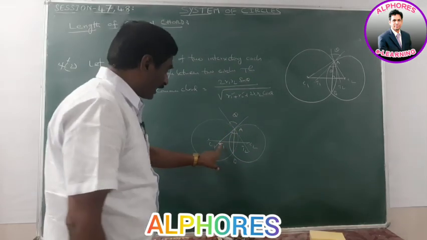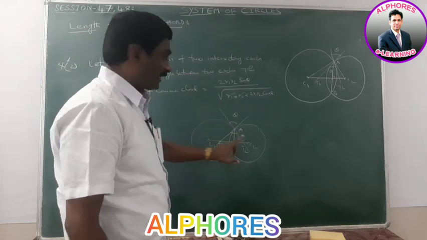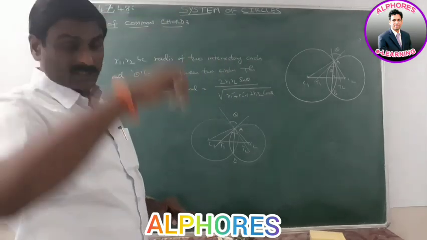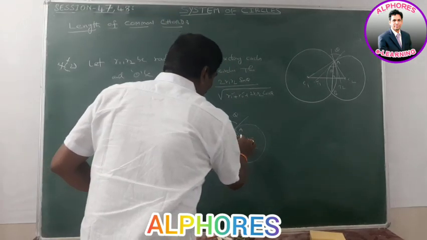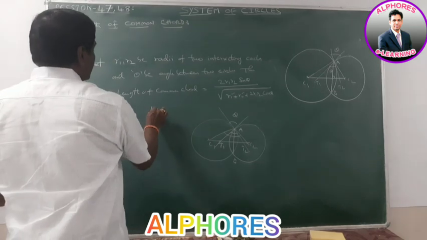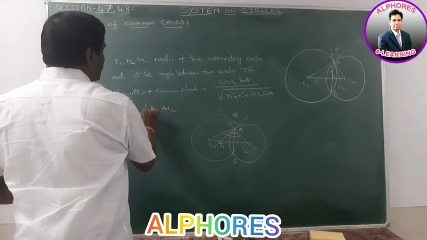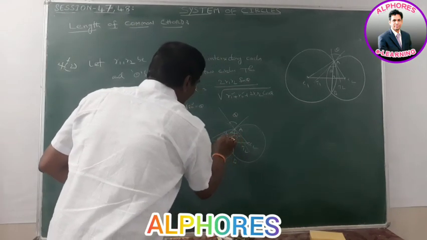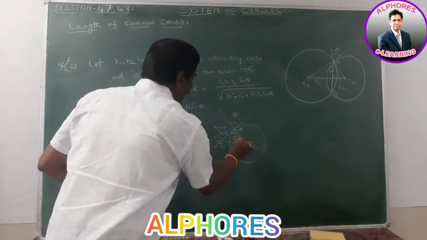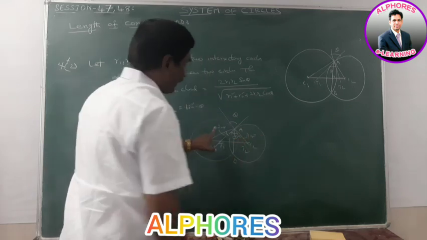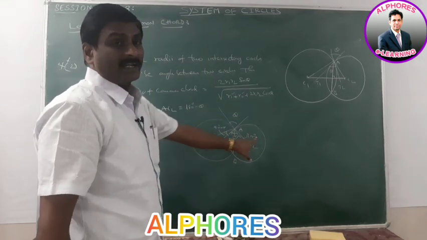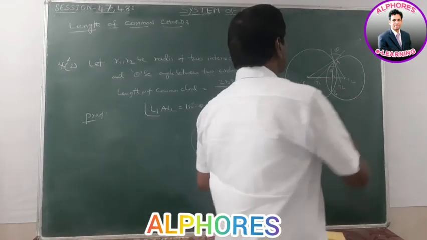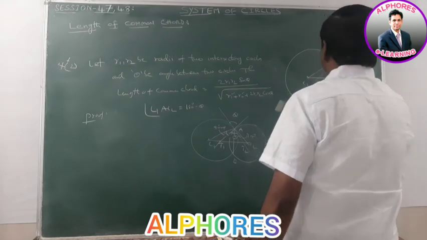If theta is the angle T1 A T2, then what is the value of angle C1 A C2? Already we proved this in the angle between two circles. This total angle is nothing but 180 minus theta. Please observe this point. This is theta, and this angle is 90 minus theta. This angle is automatically 90 minus theta. 90 minus theta plus theta means 90. 90 plus 90 minus theta means 180 minus theta. So angle C1 A C2 is equal to 180 minus theta.